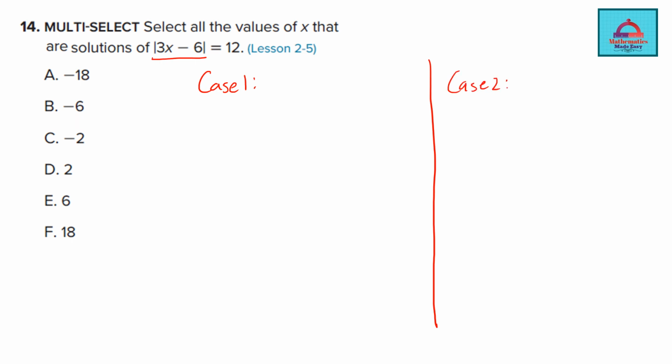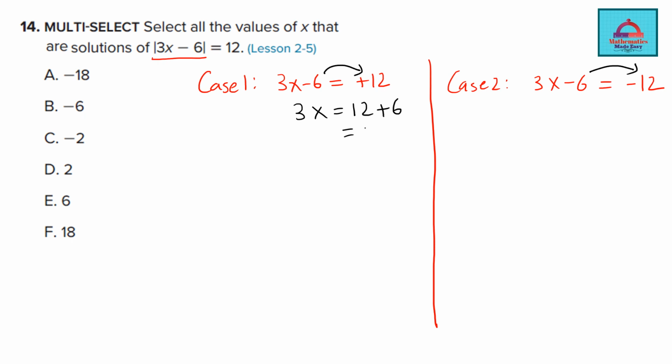In case 1, we will take 3x minus 6 to be equal to plus 12, and in case 2, we will take 3x minus 6 to be equal to minus 12. So opposite signs. Now let's solve it for x. This 6 goes here. So 3x is going to be 12 plus 6, which is 18. So 3x is 18, divide by 3 both sides, and x is 6. So one solution you have got.